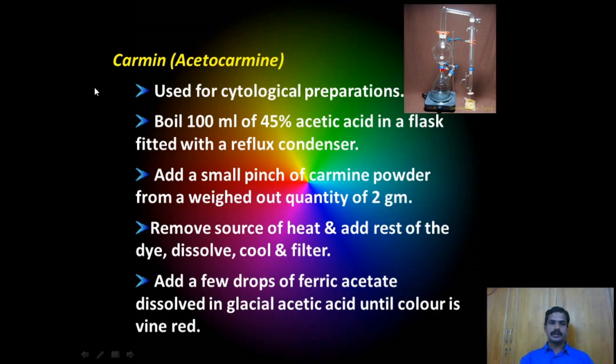Then another important one is carmine or acetocarmine. It's used in cytological preparations. Boil 100 ml of 45% acetic acid in a flask fitted with a reflux condenser. Add a small pinch of carmine powder to this preparation from a weighed out quantity of 2 gram. Remove the source of heat and add rest of the dye, dissolve, cool and filter. Add a few drops of ferric acetate. This is dissolved in glacial acetic acid until color is wine red.